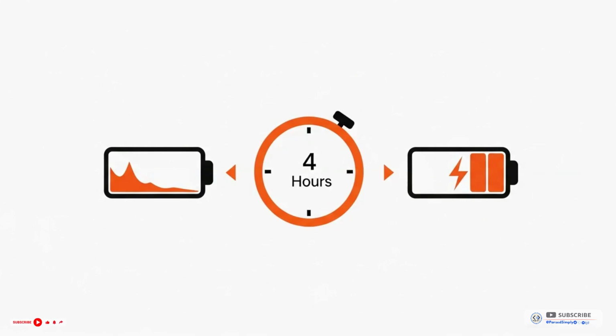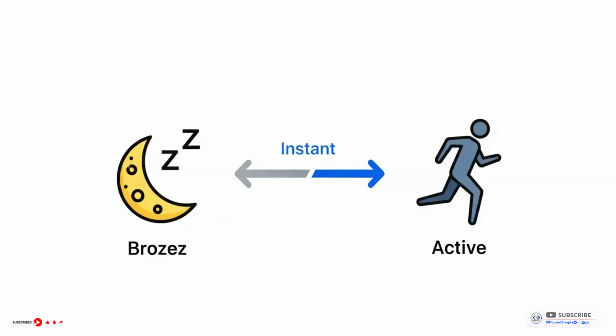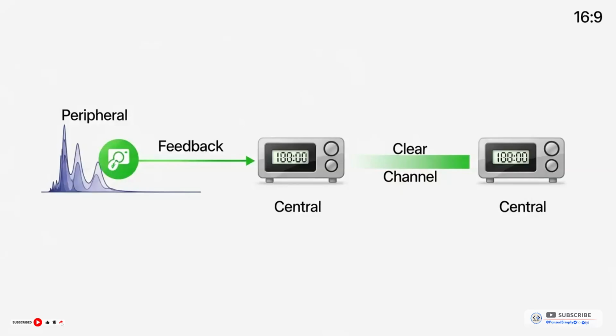Released in 2021, Bluetooth 5.3 focused on reliability. It introduced connection subrating, allowing devices to stay in a low-duty cycle to save power, but switch to high bandwidth mode instantly when needed. 5.3 also added channel classification. Now, peripheral devices like your earbuds can tell your phone which radio frequencies are crowded, so the phone can avoid those channels and prevent audio stutters.